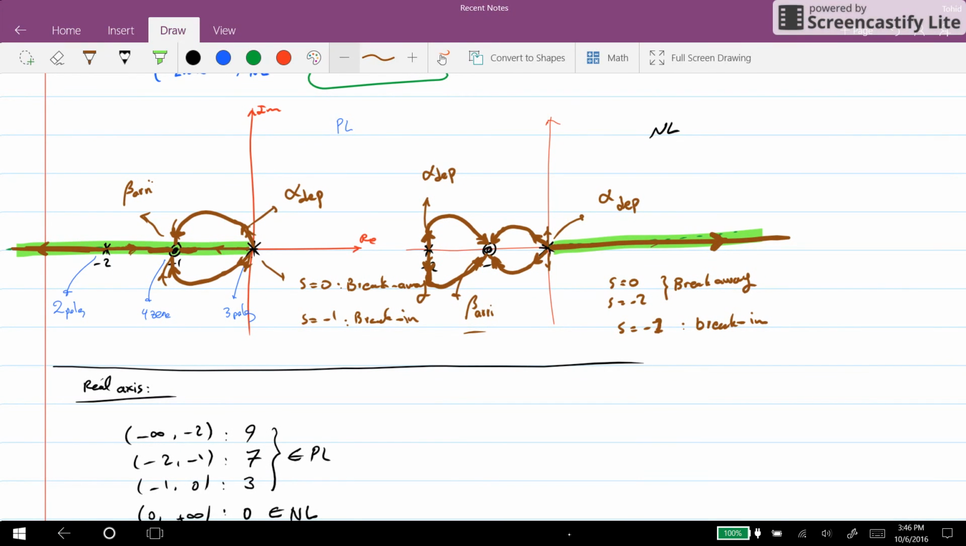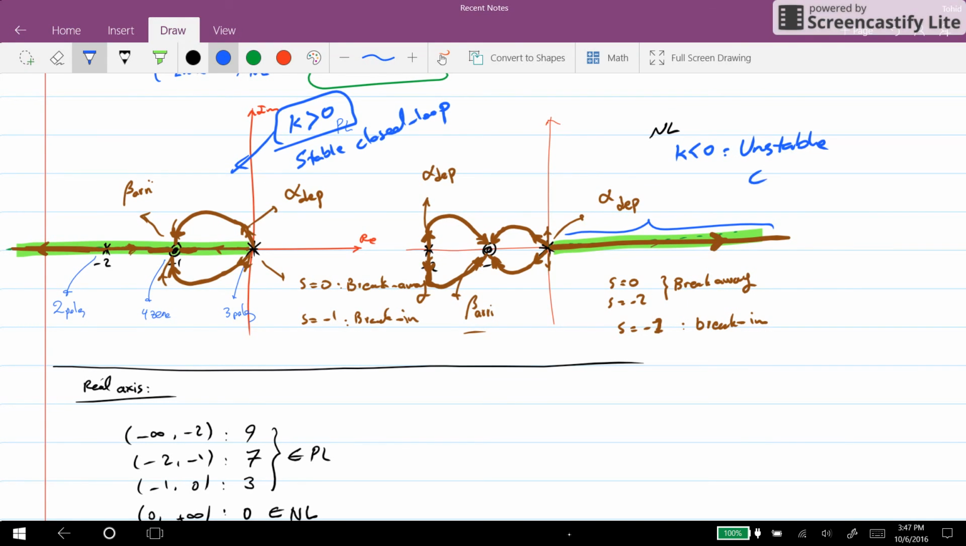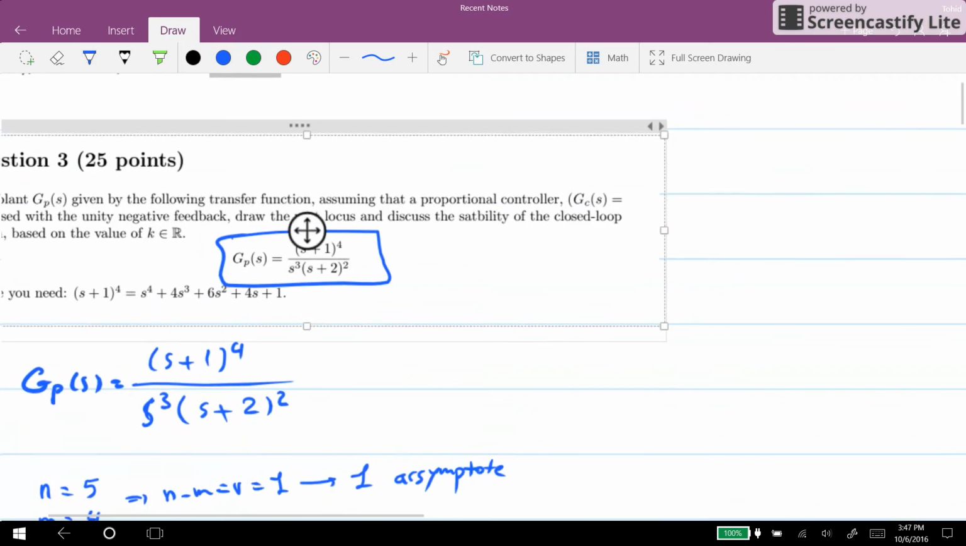We just need to determine for which values of k our system is stable. You can see that for the positive locus, for k bigger than 0, the closed loop system is stable. And for k smaller than 0, we always have one pole on the right hand side. So for k smaller than 0, the closed loop system is unstable. And this is the conclusion that we have for this question.